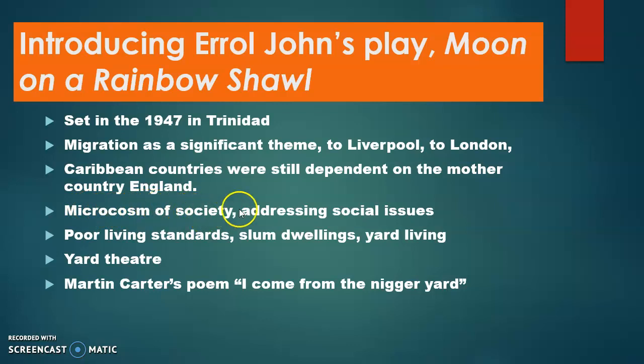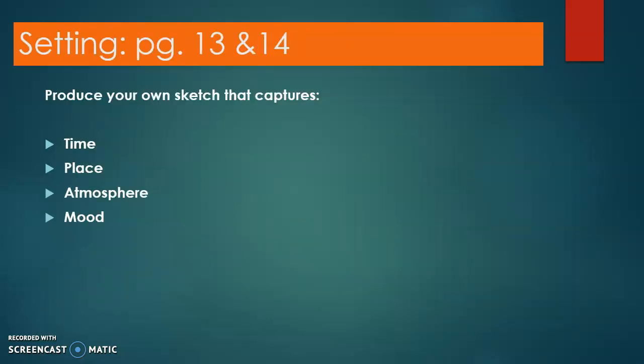So the play is a microcosm of society. It addresses social issues, and I've said most of it here. And there's a beautiful poem that captures the essence. Martin Carter has a poem that says, "I come from the nigger yard." So do a little research and see what you get about nigger yards and yard, and you'll be able to understand the yard theater.